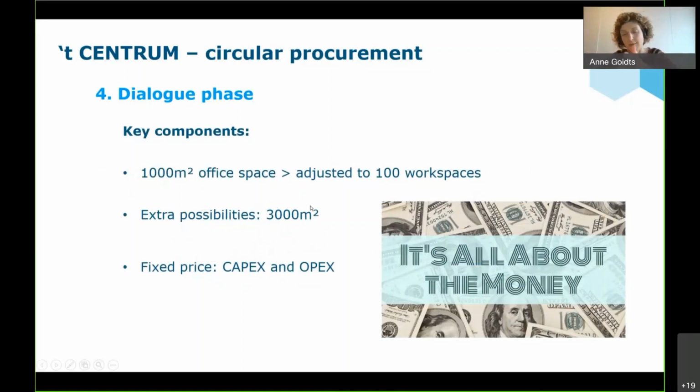Now, later on, one of the things we changed was that at the end, we said, yeah, we will change that to 100 workspaces, because what we asked was a little bit too much for the money we gave. There were extra possibilities, so they could take other extra square meters. That's also what the consortium that's building now did.